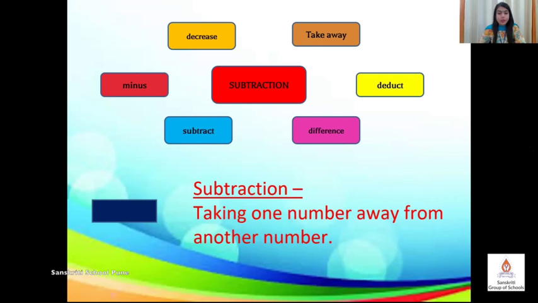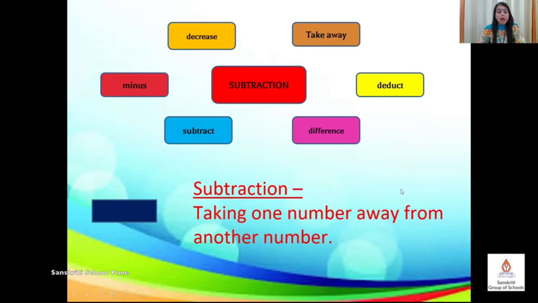That is subtraction. So let's revise once again. What is subtraction? So what are the different terms that we use for subtraction? Decrease, minus, subtract, difference, deduct, take away. And what is the sign that we use? Yes, we use this sign in maths for subtraction. And what is subtraction? Subtraction is taking one number away from another number.